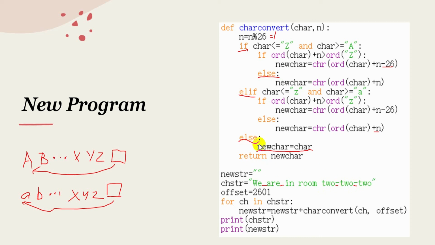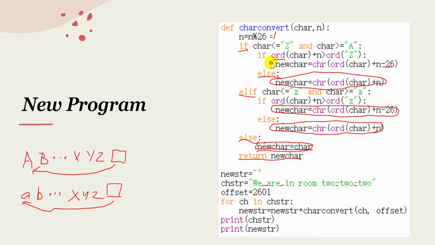And then afterwards, after the character comes into the if elif else, the function will return new character. So the new character is either just the character if it's a space or a special character, or this one, this one, this one, or this one. These are all of the possibilities of the encrypted characters. So the encrypted character will be returned when we run the function.